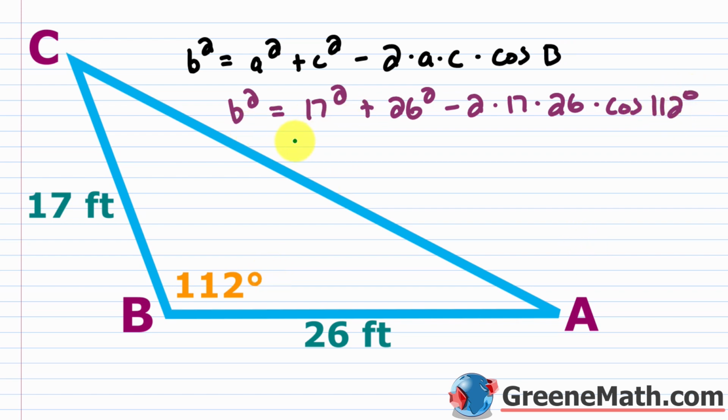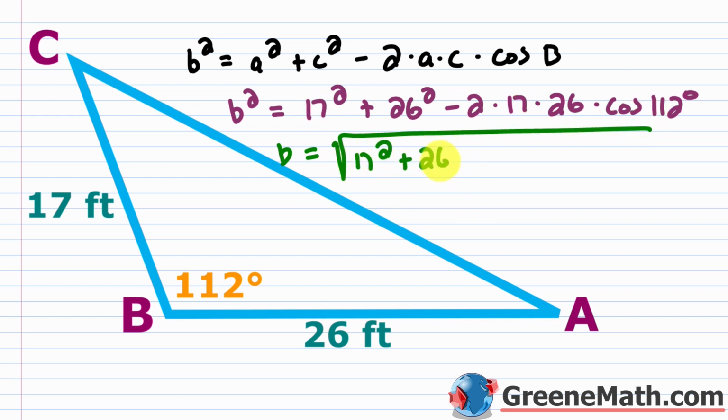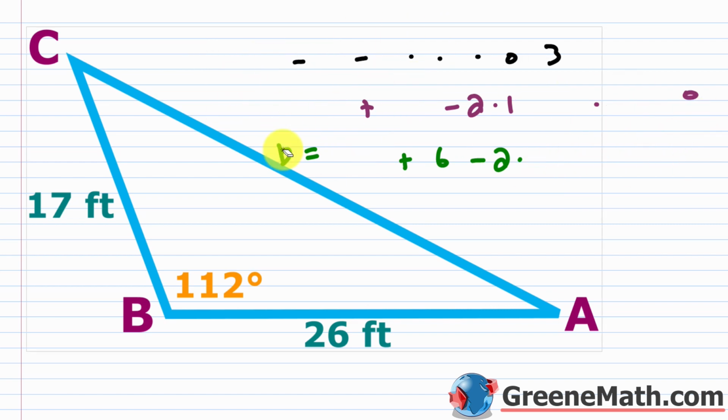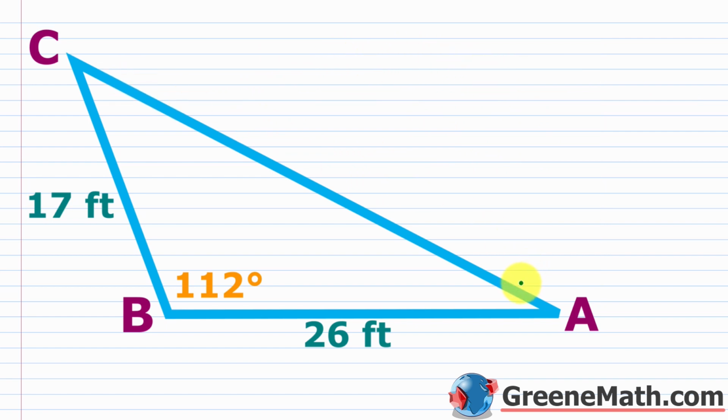So let's take the square root of each side. And on the right side, you only need the principal square root. So B is equal to the principal square root of 17 squared plus 26 squared minus 2 times 17 times 26 times the cosine of 112 degrees. Let's just key this into the calculator. And I get about 36 if I round to the nearest tenth. So let me erase all of this. The length of this side B right here is about 36 feet.